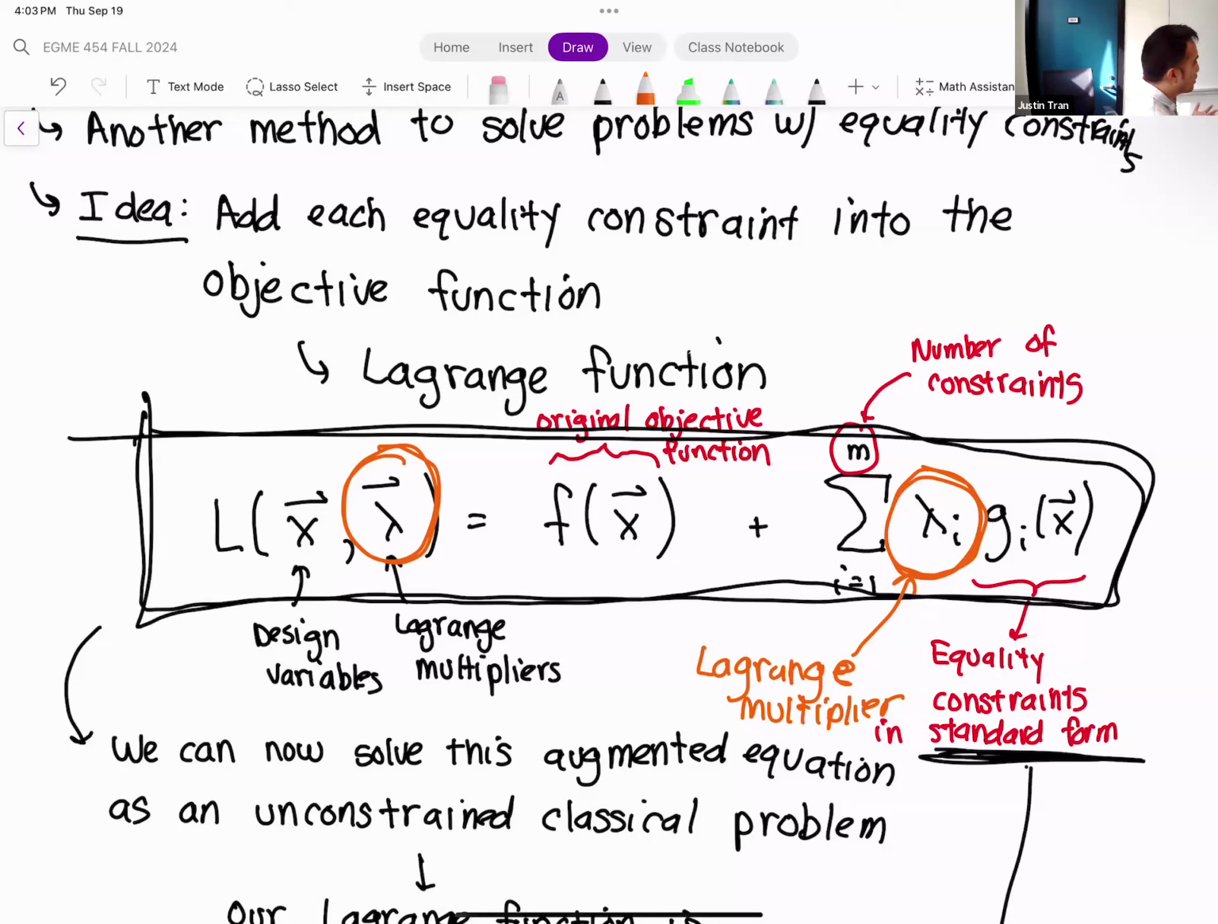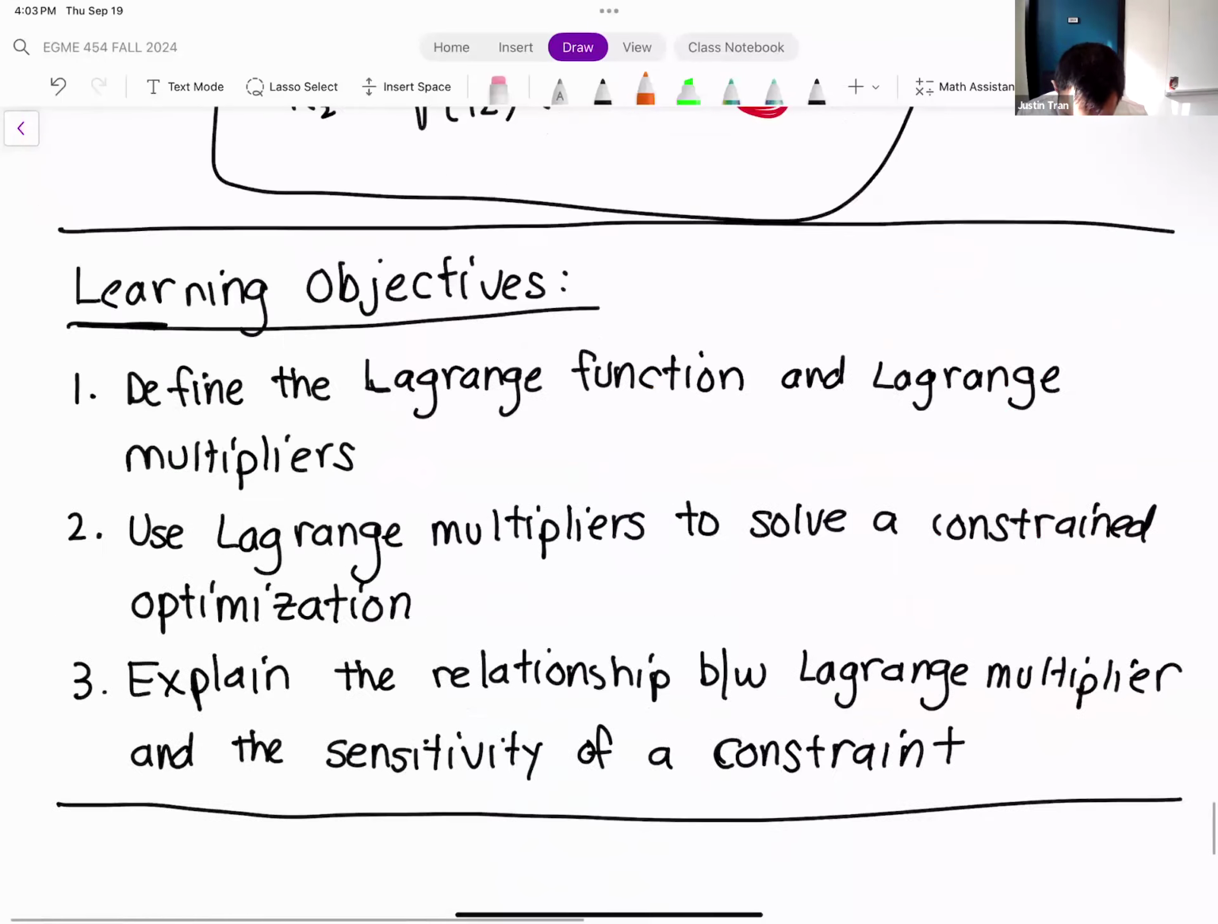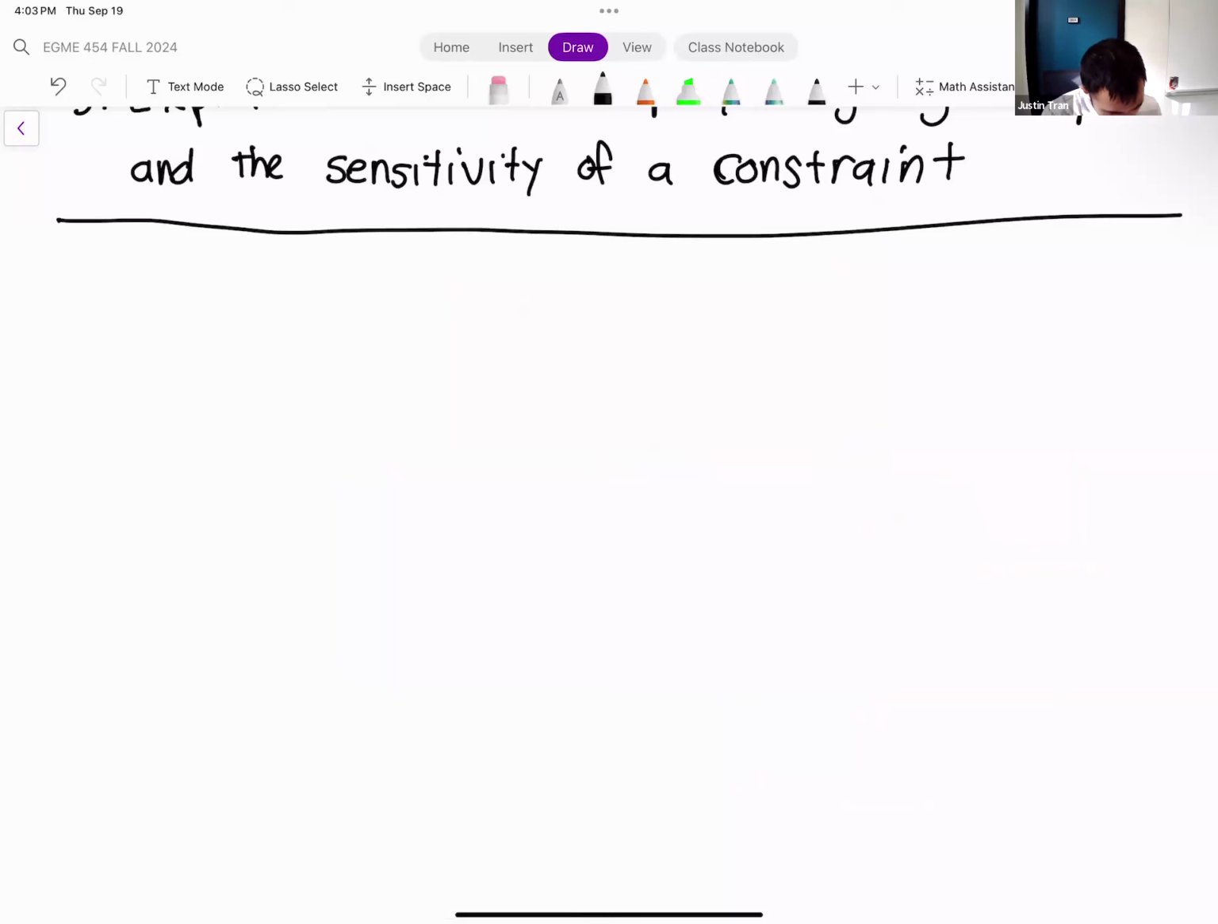But these Lagrange multipliers are not true design variables in the sense that they're not going to be part of our design. They're more like a mathematical tool that we use in order to help us solve these. Okay, let's go ahead and pick it up from there.